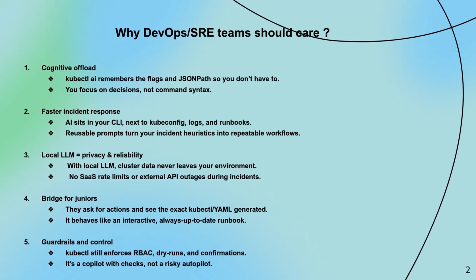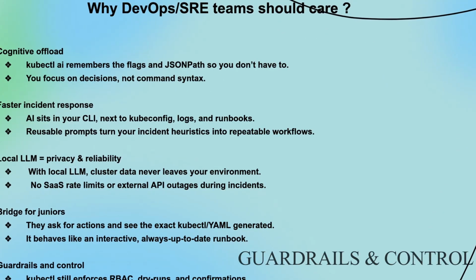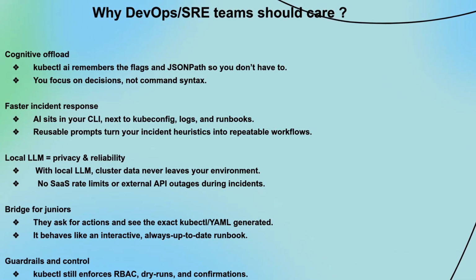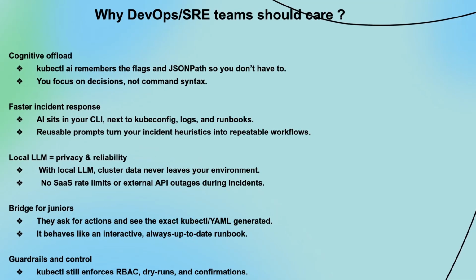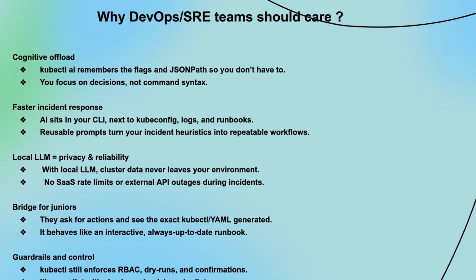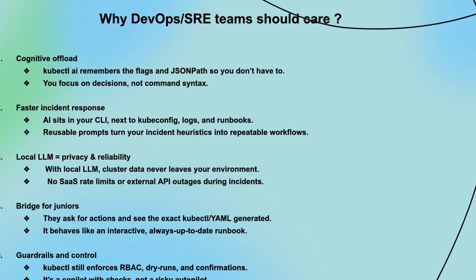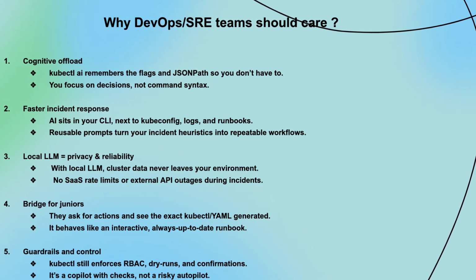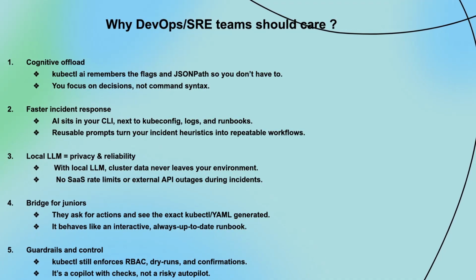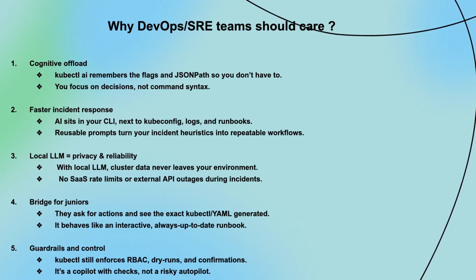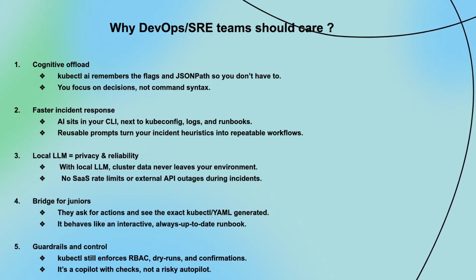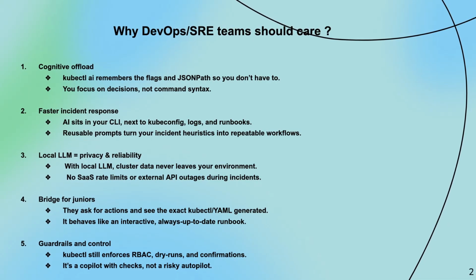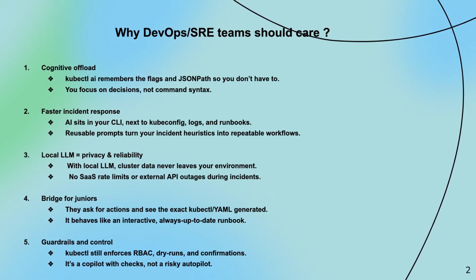Even though we are using AI, we still stay in control. kubectl-ai only suggests plans and commands. kubectl itself is what actually talks to the API server. Our existing RBAC rules still apply. We can run dry runs, and we can require manual confirmation before anything changes in the cluster. So it's more of a trusted copilot than an autopilot. It helps us move faster without giving up safety.